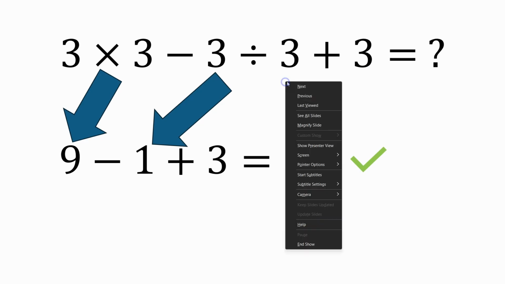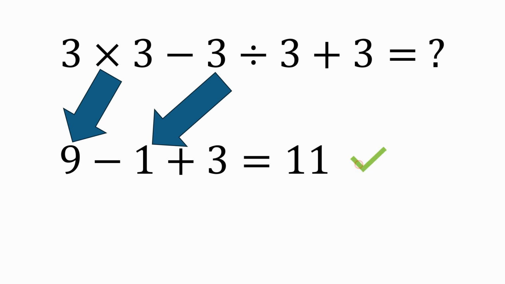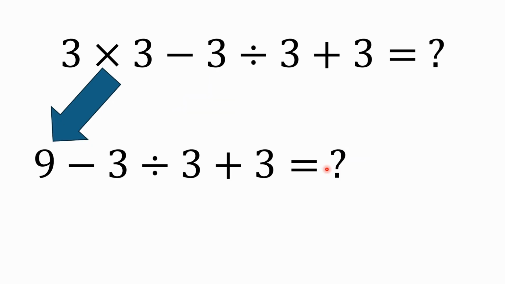So, as you can see here, 3 times 3 is 9. We bring that down. 3 divided by 3 is 1. So this 3 times 3 minus 3 divided by 3 simply becomes 9 minus 1. And then we're just left with a plus 3 over here on the end. 9 minus 1 plus 3 equals 11. Pretty simple.